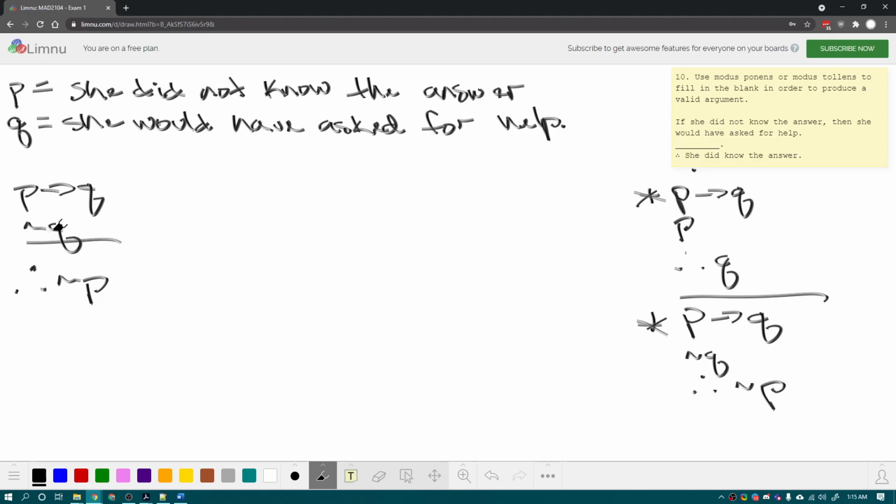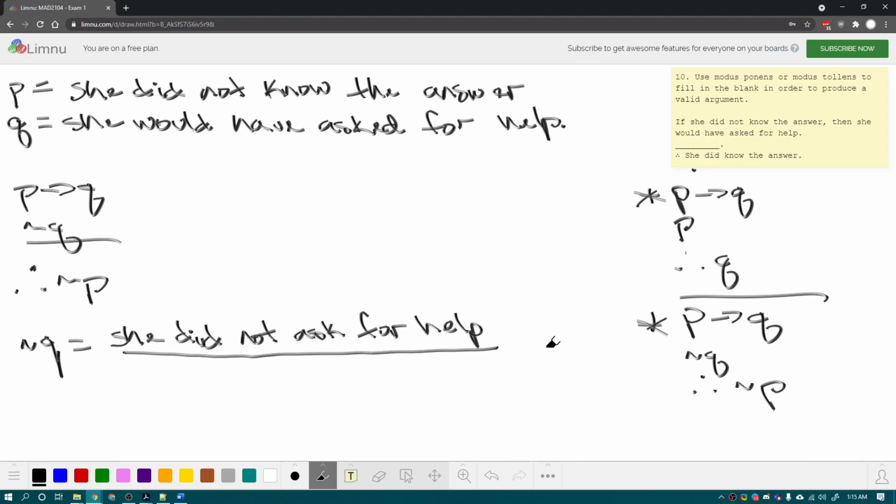Okay. So not Q. So what goes in the answer? Well, let's find the opposite of Q. She would have asked for help. So the opposite of Q is equal to she did not ask for help. Right? Isn't that the opposite of she would have asked for help? And so that is what goes into the blank. Okay, and we're done. That's it.